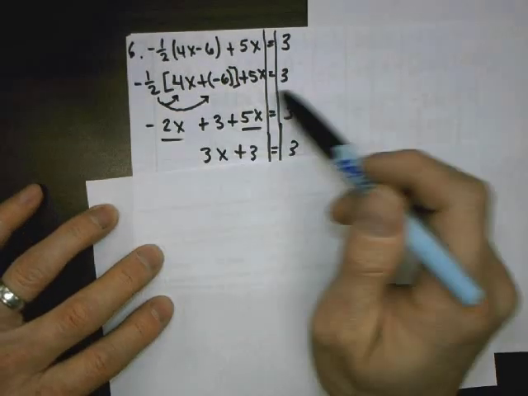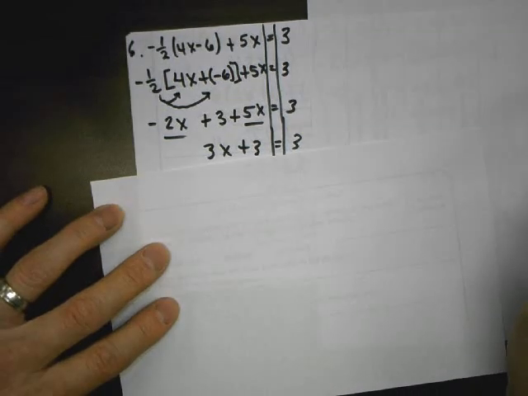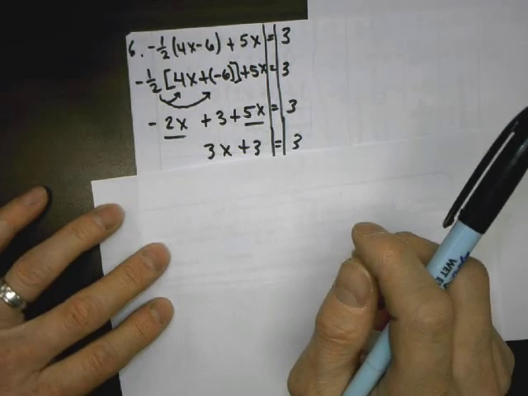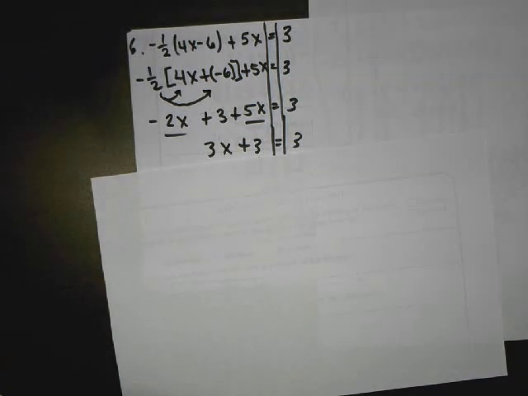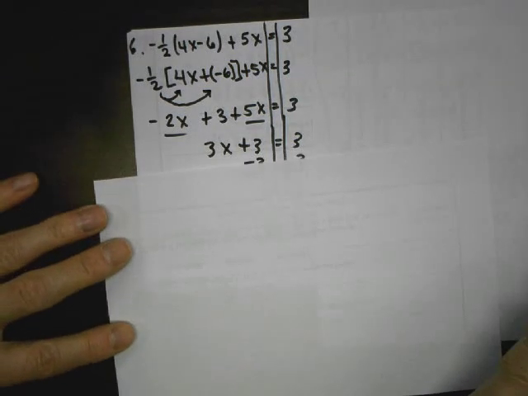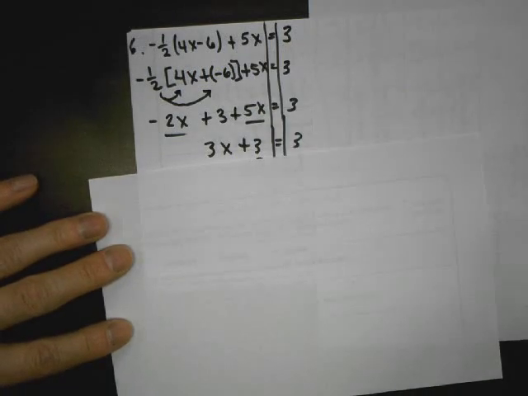Negative 2x plus 5x is 3x. Notice I'm not doing inverse operations because I don't do that until I'm done simplifying. I've got to simplify first. While I'm simplifying, I don't do inverse operations. Now that I'm done simplifying, now I'll do inverse operations.